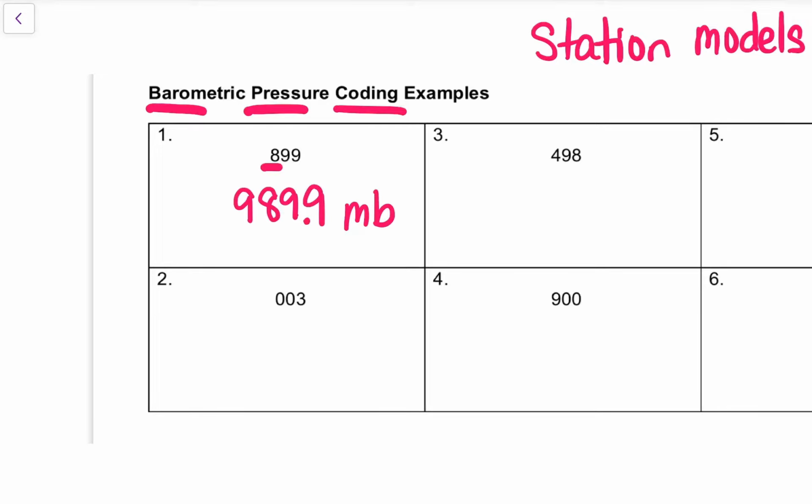Example 2. In example 2, the first number is a 0. The rules tell us if the first number is less than 5, or 4, 3, 2, 1, or 0, we would put a 10. Then I would copy my three numbers, 0, 0, 3, and I would add a decimal point between the last two numbers. 1000.3 millibars.